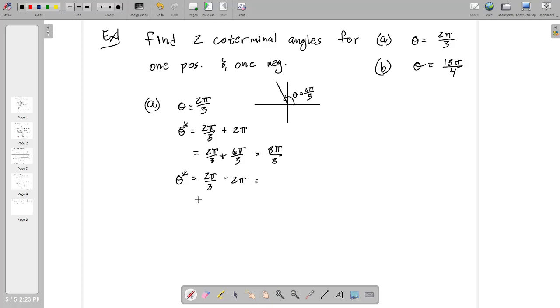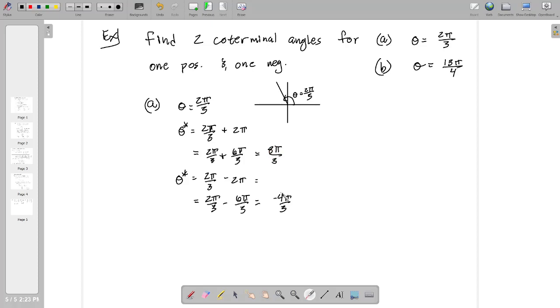And again, 2 pi is the same thing as 6 pi over 3, so we'd have 2 pi over 3 minus 6 pi over 3, finding a common denominator between these two, and we get negative 4 pi over 3. So I can say then that negative 4 pi over 3 is coterminal with 2 pi over 3. Now, remember also that 8 pi over 3 is also coterminal with 2 pi over 3.